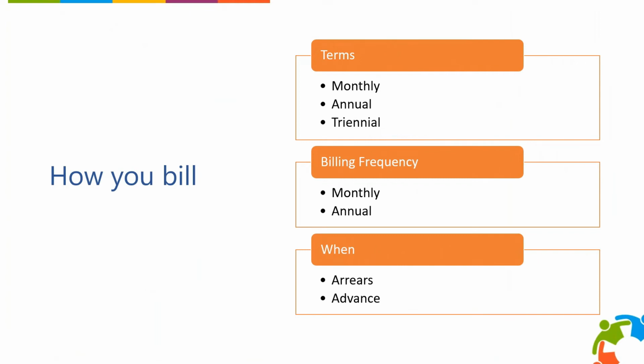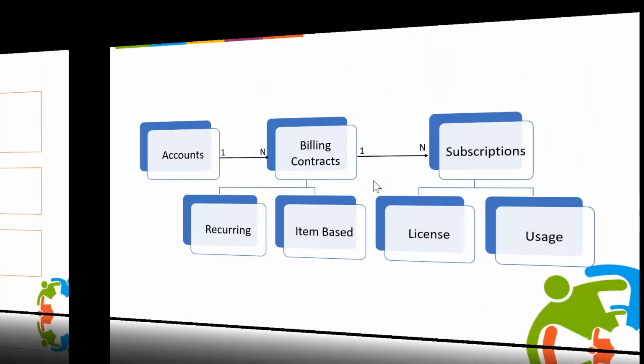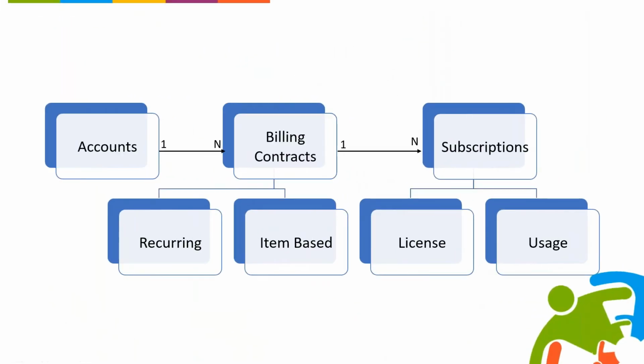Taking the products into these further categories from a billing standpoint, you have terms, right? You're either going to have monthly terms, which is your commitment. Either it's monthly or annual or triennial. Your billing frequency, basically how you want to bill your customer, either it's monthly or annual, and when you want to bill them, in advance or in arrears, right? We take all of this and kind of map it into the Work 365 application.